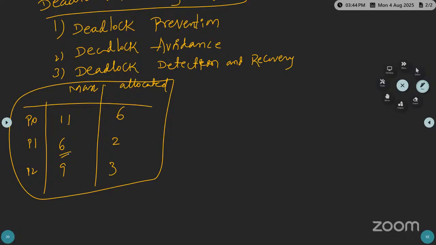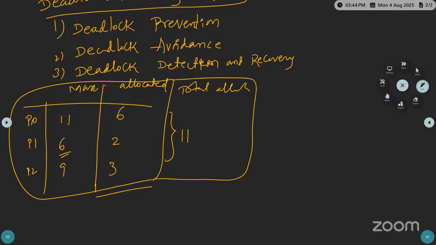P2 needs a total of 9 and has 3. So total allocated resources are 6 plus 2 plus 3, which is 11. But how many resources are available with the system? Total resources available with the system are 12. The 12 are divided among P0, P1, P2 and allocated like this, and still one resource is left. If we give it to anyone, will they be satisfied?